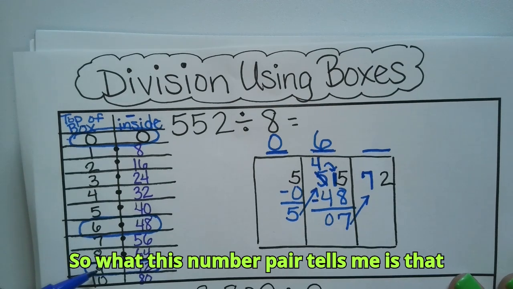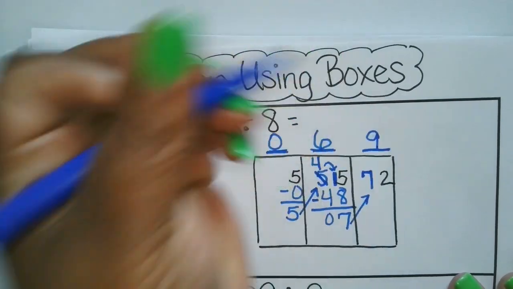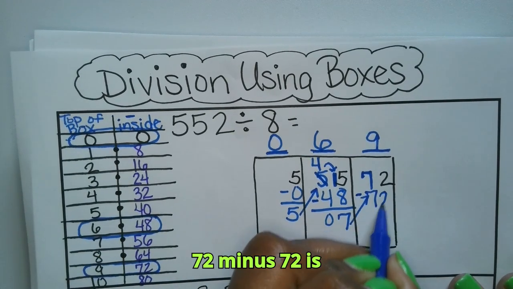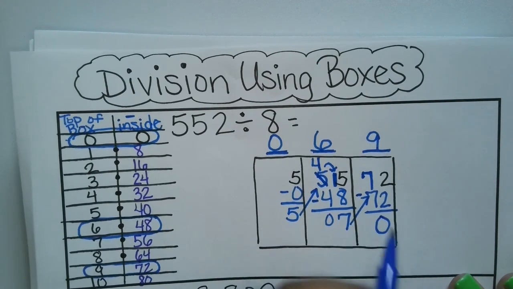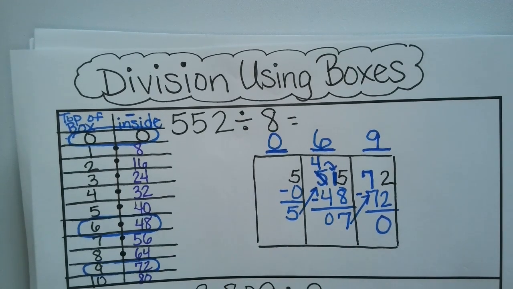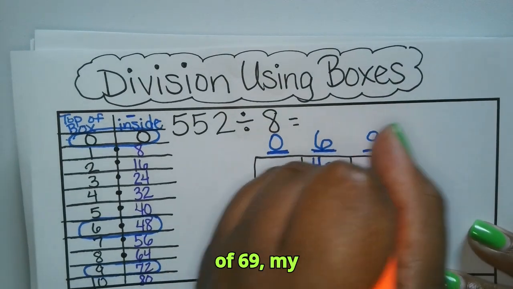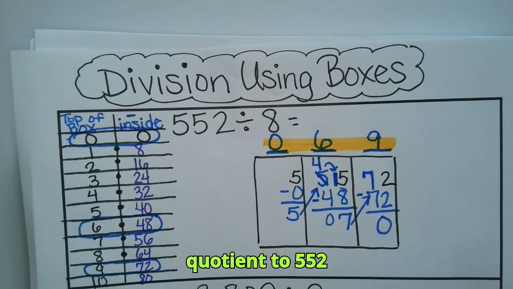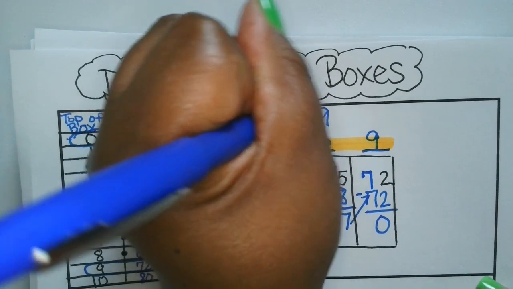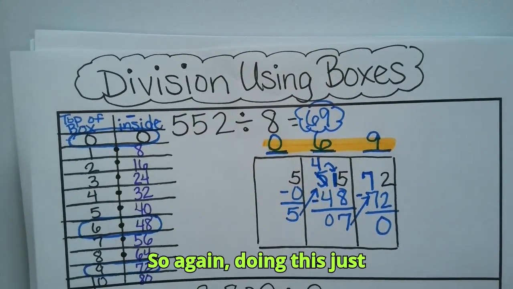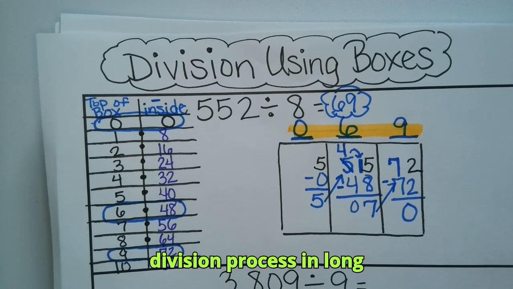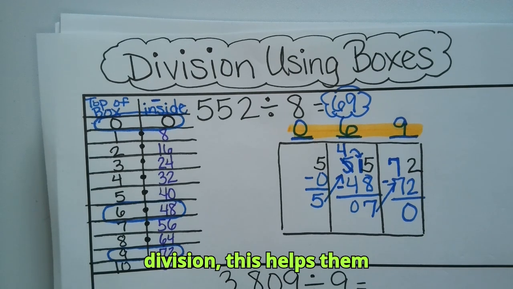So what this number pair tells me is that 9 goes at the top of the box. And then on the inside, I'm subtracting 72. 72 minus 72 is equivalent to 0. So up here I have my final answer of 69. My quotient to 552 divided by 8 is 69. So again, doing this just for students that struggle with the whole division process in long division, this helps them tremendously.